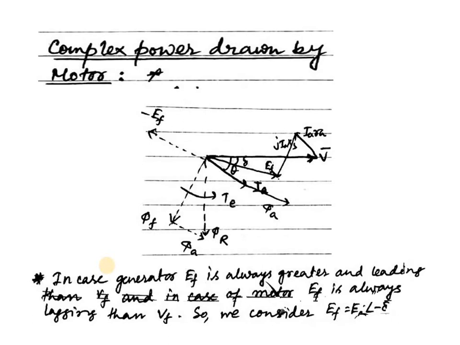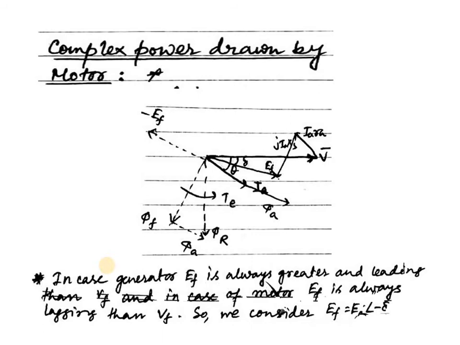Now we have to calculate the complete power drawn by the motor. In the case of a generator, EF is always greater than V and leading. In the case of a motor, EF is always lagging with respect to V. So we write EF as EF angle minus delta. Now we draw the phasor diagram for the synchronous motor at lagging power factor. The synchronous motor is taking a lagging current from the supply.